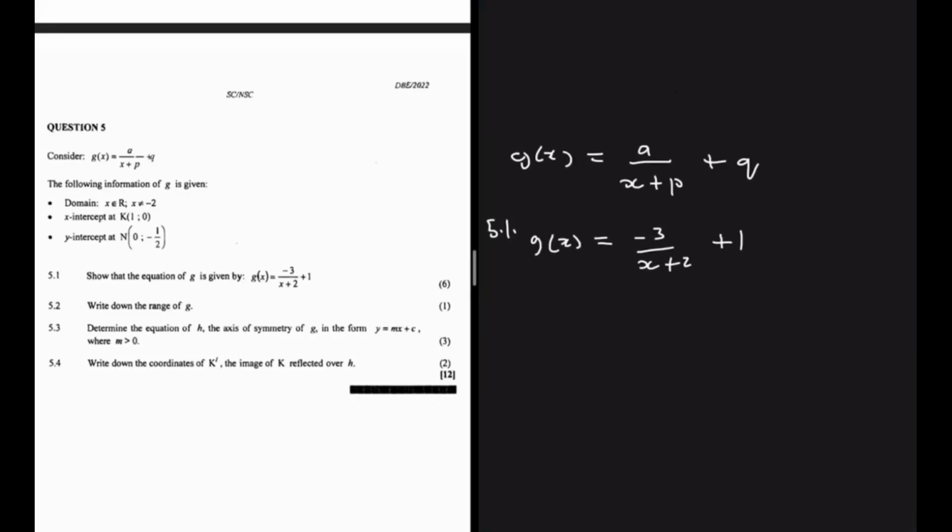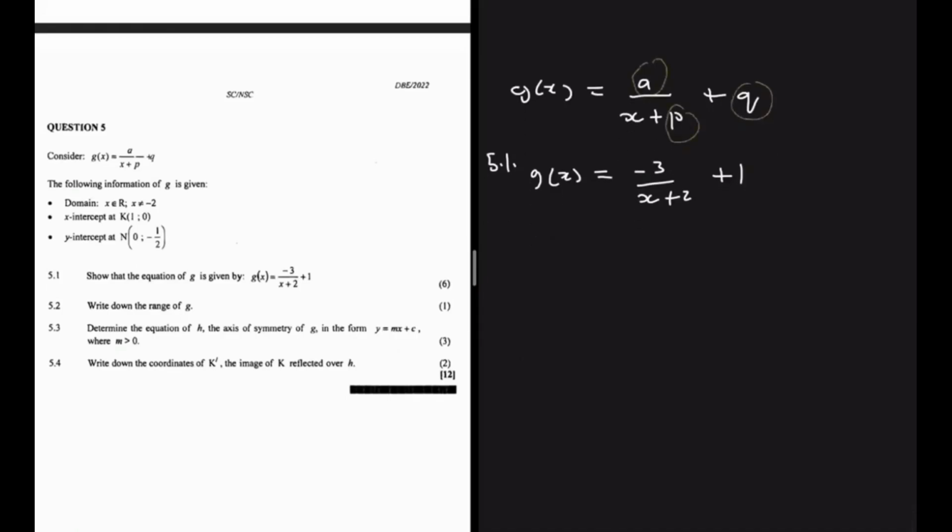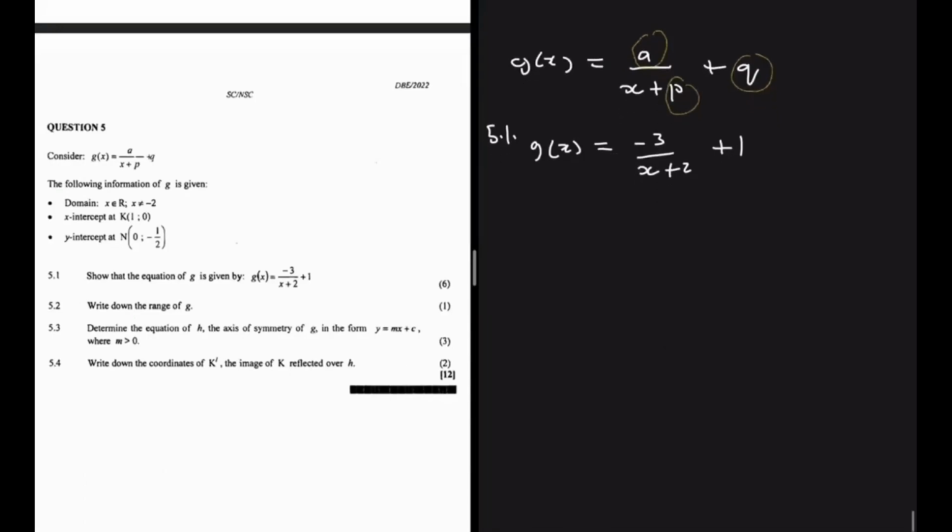Okay, on the equation we're given, you have to realize that we have 3 variables: a, p, and q. But the beauty is that we also have 3 pieces of information that we are given. We are given the domain, the x-intercept, and the y-intercept. Like I always say, if you have 2 variables, you will need 2 equations. If you have 3 variables, you will need 3 equations. And that's exactly what we have here.